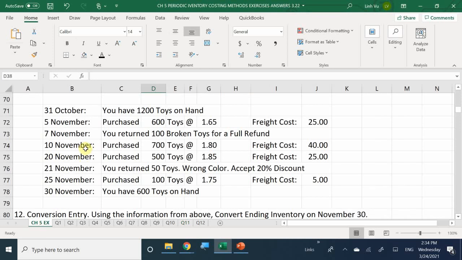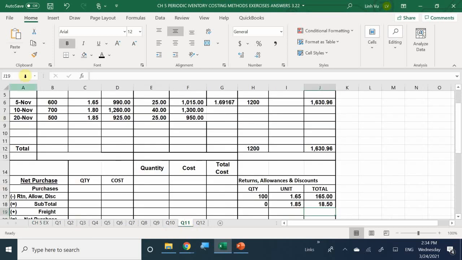Last but not least, or I guess second to last, what happened on November 25th? 100 toys at $1.75. We purchased 100 toys at $1.75 with a freight of 5. So what is my total purchase price here? 175, plus $5, 180. All right, we don't need to solve for a cost per item.